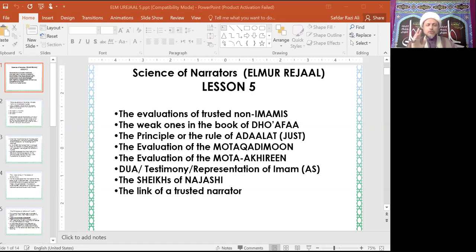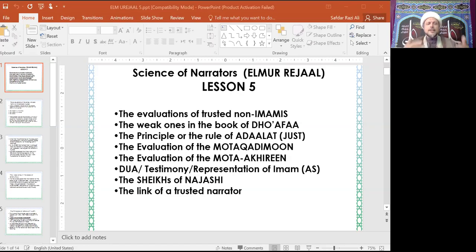So the rules of evaluation and the rules of conflict, these are the two types of rules. How can we evaluate whenever we have a doubtful narrator? What are the principles? What are the rules? What are the kubra we will apply on a narrator in order to define his authenticity or his being trustworthy? This is something we are going to do.